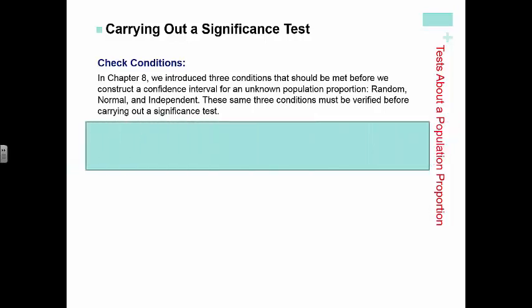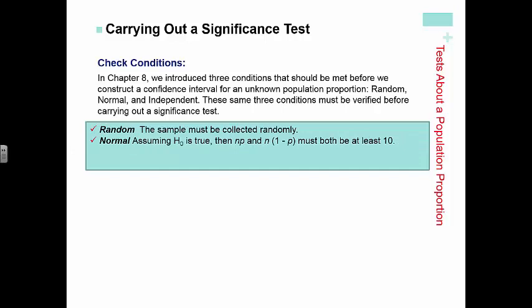But in order to do that, again, you have to check your conditions. Your conditions for your population proportions are the same as before. Random: your samples must be collected randomly. Normal: we're checking np and n(1 minus p) have to both be greater than or equal to 10. And independent: we want to make sure that the sample is taken with replacement or the 10% condition is satisfied, which is little n less than or equal to 1/10 big N.